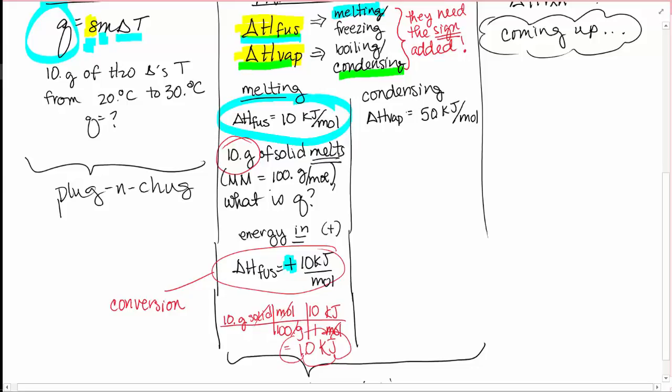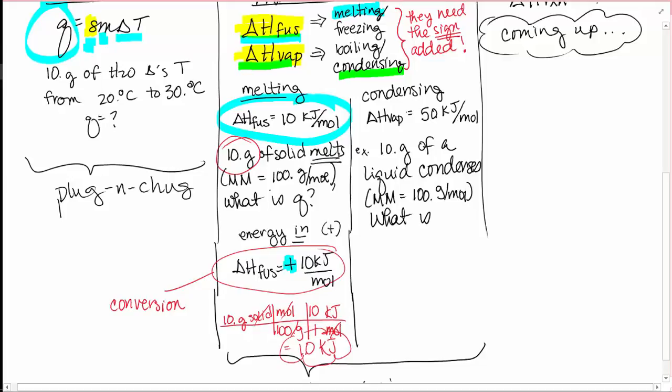Remember, that has no sign attached to it. So here's the problem. 10 grams of a liquid condenses. And it's going to be the molar mass. We'll keep it at 100 grams per mole. And I want to know, what is Q?